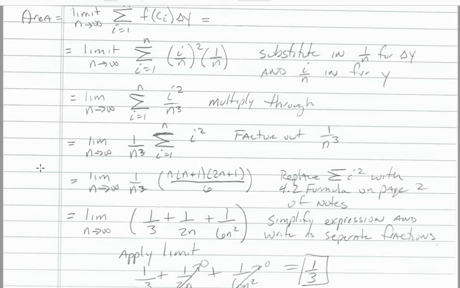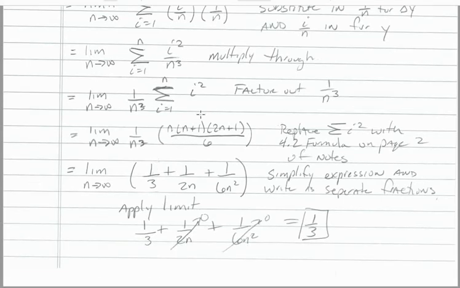Now you guys know the drill. We're going to factor out the n cubed, so we're going to have the limit as n approaches infinity of 1 over n cubed times the sum of i equals 1 to n of i squared. Now this is something we've done over and over and over. We have the sum of i squared. We're going to go back to theorem 4.2 on page 2 of the notes here and rewrite its equivalence in terms of n. We've done that a lot.